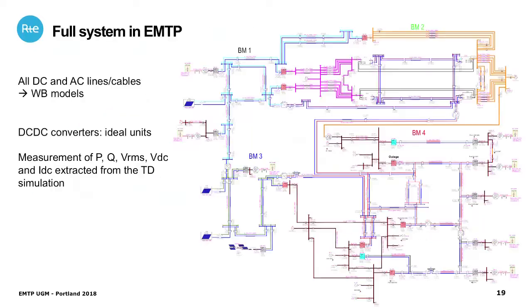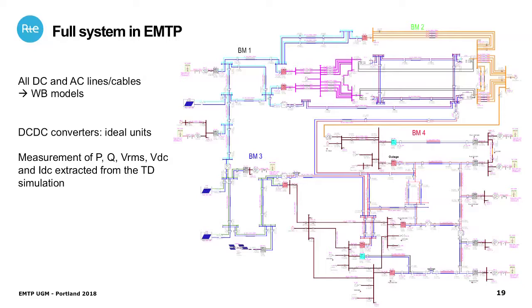So this is the full model in EMTP. All the DC and AC lines and cables are modeled with the wideband models, in order to have a correct modeling in the frequency domain for any transient that occurs on the AC side or on the DC side. For the DC-DC converter, we use ideal units so far, because that was simpler for us, and we can include more detailed models.